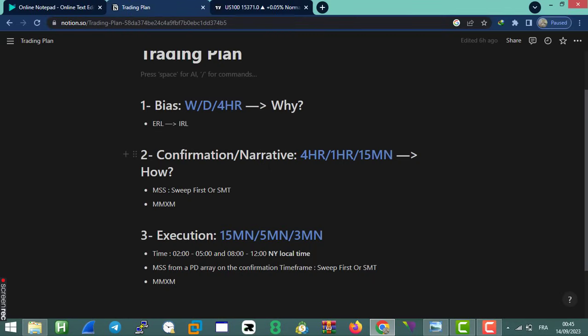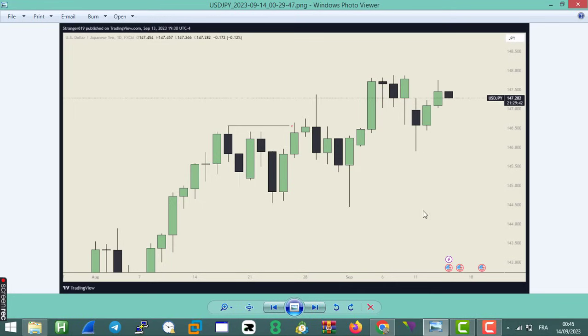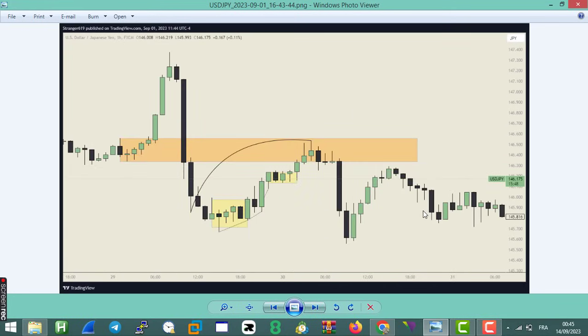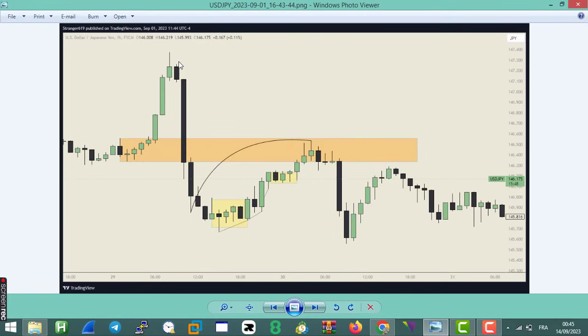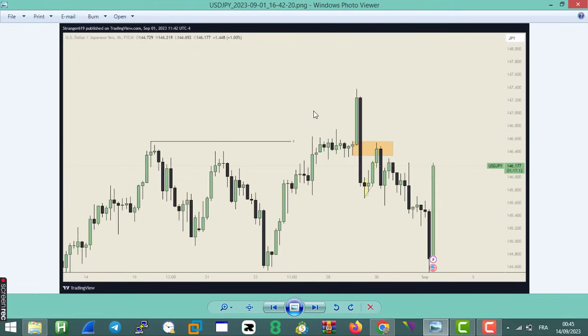And now let's move on to the next step, which is the confirmation of that selling side, or the narrative. We want to see a market structure shift. We want to see a sweep first, or an SMT, and a market maker X model to target consolidations. So if we move to the 1 hour chart, as you can see, we have a market structure shift. Here on the 4 hour, it's bullish, and here on the 1 hour, we have displacement lower. We have a sweep, so we took that high right here, a sweep before that displacement lower.